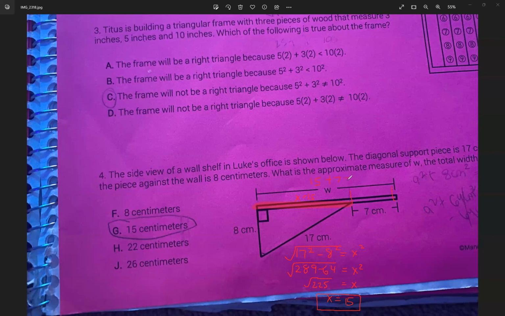22. They're asking for W, right? But remember, W is this part plus this part, 15 plus 7. Let me go to that page. So yeah, take a picture of that one. 22, 15 plus 7. That was 4. Good. Are you good with 4?